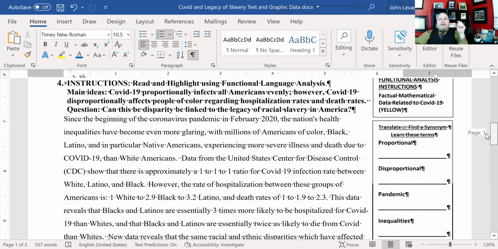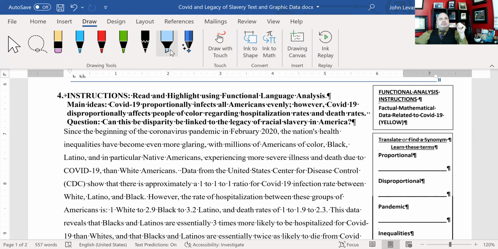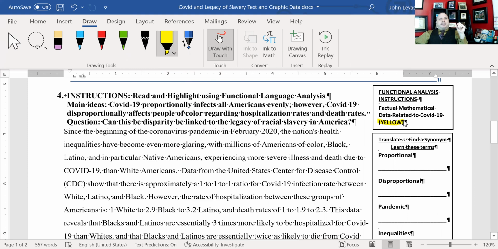Section 4 is a reading, and we're going to highlight 4 factual mathematical data related to COVID, and we're going to highlight that with yellow. So I'm going to take out my yellow highlighter right now, and I'm going to give you a sample of that. So here's my yellow highlighter. I'm going to start reading it with you.